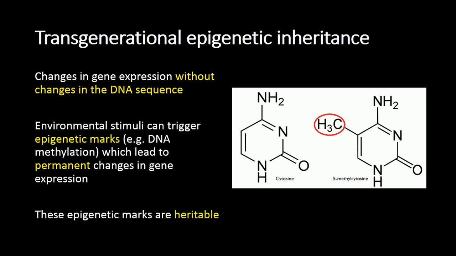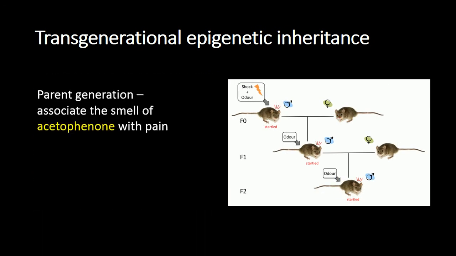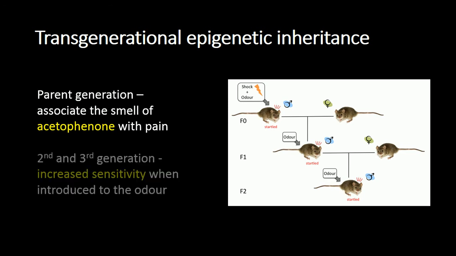What is very important is that these are heritable, as was shown with an experiment with mice, where a parent generation of mice was made to associate the smell of acetophenone with pain that was induced by shock treatment. Then the second and third generation of mice still showed increased sensitivity to the same odour, despite never actually being exposed to the same pain treatment.